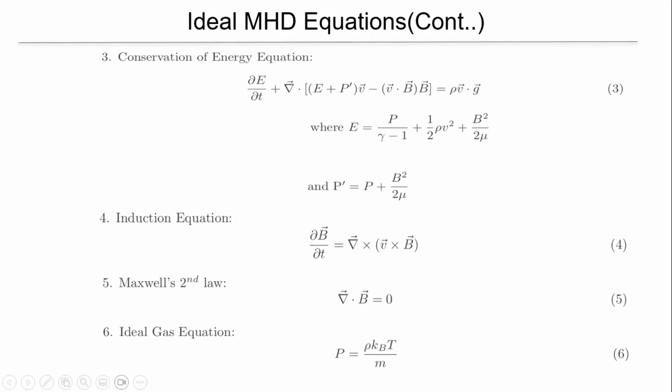ideal conditions. And this is the very familiar Maxwell's second law, that is del dot B is equal to 0, which basically encapsulates the idea that magnetic monopoles do not exist in nature. And finally, this is the very familiar ideal gas equation. You might be familiar with the PV is equal to nRT form, but of course here basically V is equal to rho by m, and this is for the single particle. So P is equal, this is the equation that we have used.